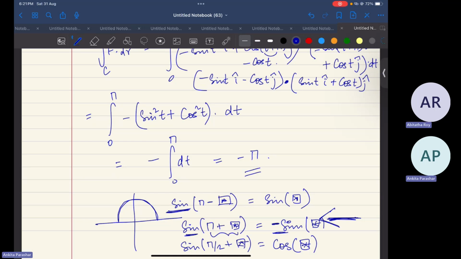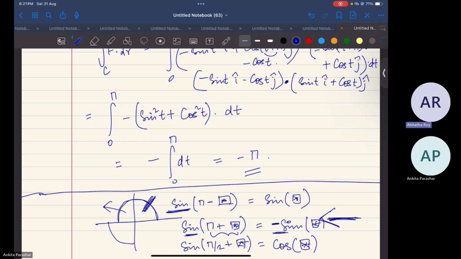Same thing with cos. There was something like this. In the first quadrant, all of the functions are positive. In the second quadrant, sine and cosec are positive. In the third, tan and cot are positive. In the fourth, cosine and sec are positive. I am just using some kind of trigonometric things. I am not doing hard maths here.